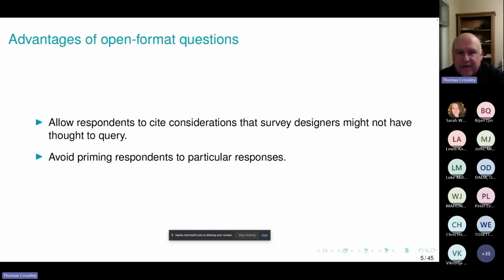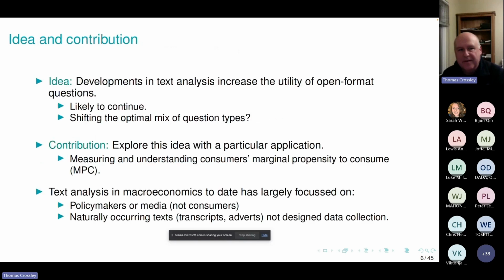And the second thing is that open format questions avoid priming respondents to particular responses. So if we give a set of response options, many respondents, in an attempt to cooperate, will choose one of those responses. And an open format question doesn't prime them in the same way. Okay, so there are these two big advantages that we are not taking advantage of when we don't use open format questions.